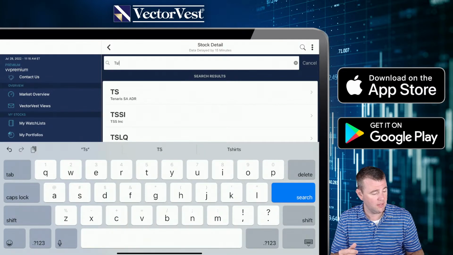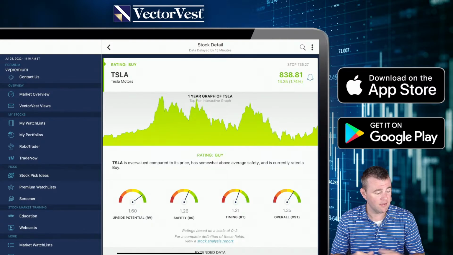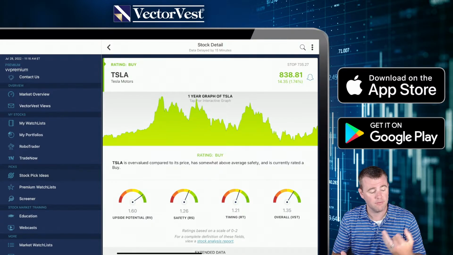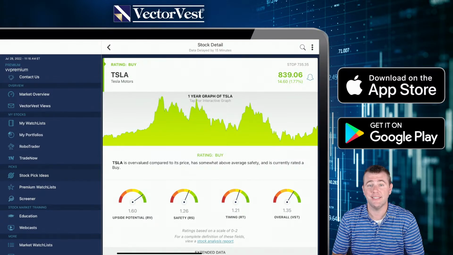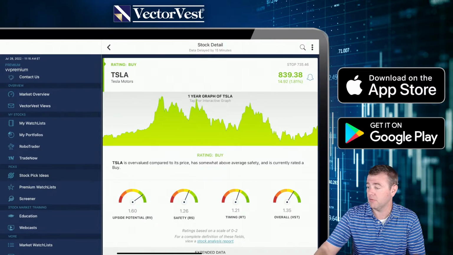Tesla, TSLA. Good long-term potential, less risk associated with it. You're in a nice steady uptrend. So overall, stock is favorable here.